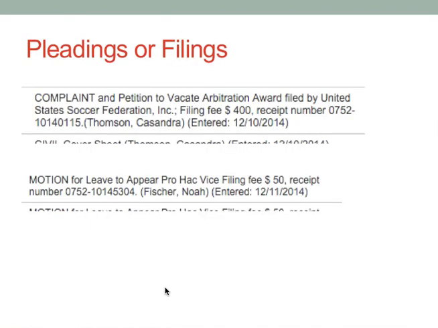So when you hear somebody talk about pleadings or filings, what does that mean? Well, those are the documents that are actually filed by the attorneys in a case. So the complaint, the motions, the answers, any kind of paperwork that you might file as an attorney in a case. And these are the ones at the trial court level, obviously the pleadings. And when we're talking at the appeals court level, you have briefs, obviously.